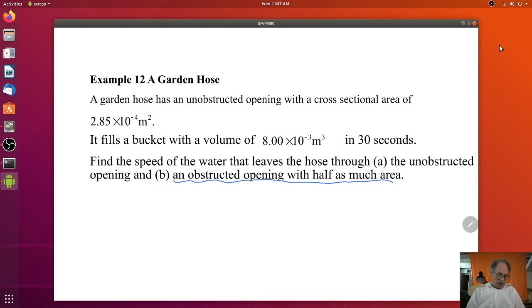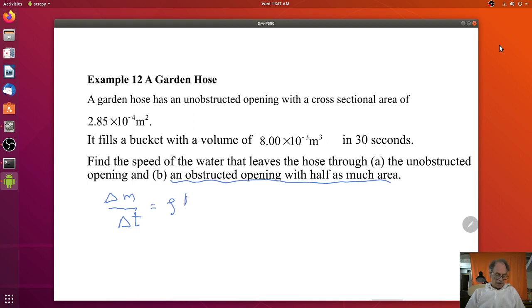In part A, I'm going to need a formula. It fills a bucket in 30 seconds. Find the speed of the water. Okay, so I'm going to use the equation: delta M over delta T is equal to the density of the liquid, which is water, times the area times the velocity. And this is what I'm looking for. Notice I'm using a little v for velocity. We have volumes and velocity here.